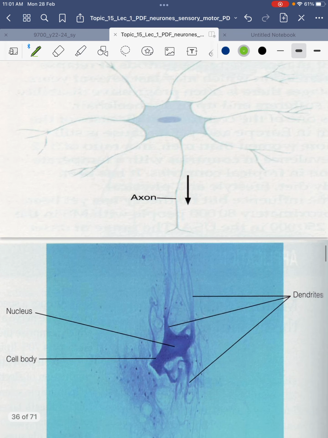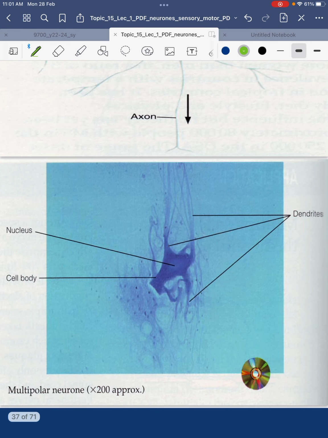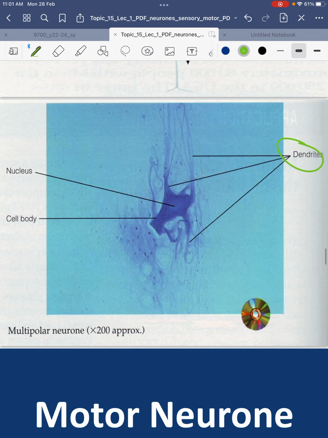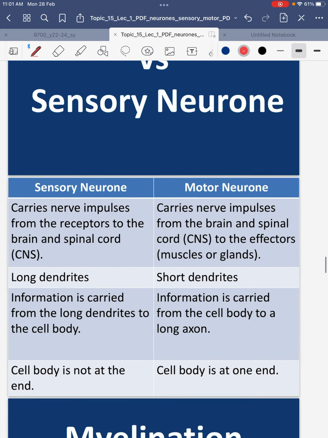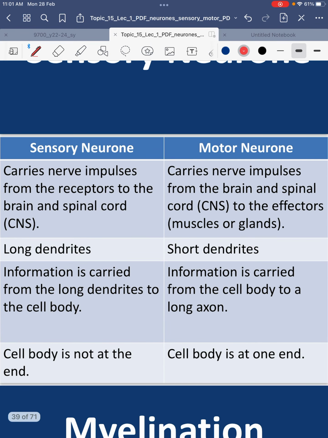These are actually special actual images. You can see the dendrites there. Okay, dendrites. So in terms of function, we have already looked into this. Function means from receptor to CNS. This is from the CNS to effector. Dendrites are long, and this one here short dendrites.